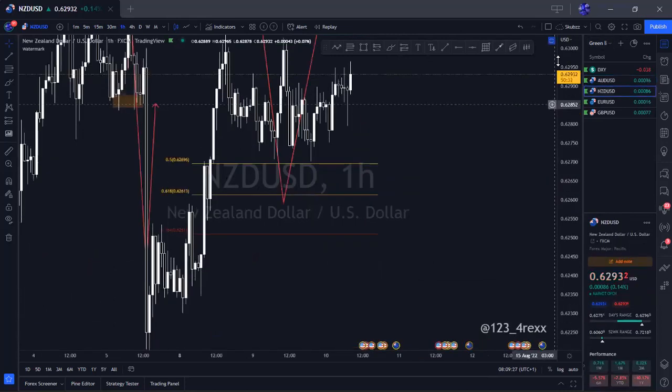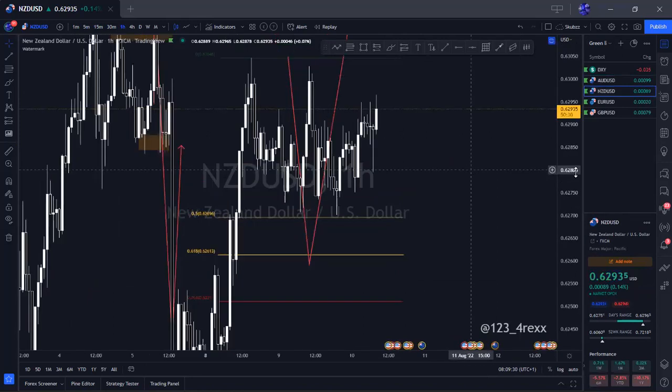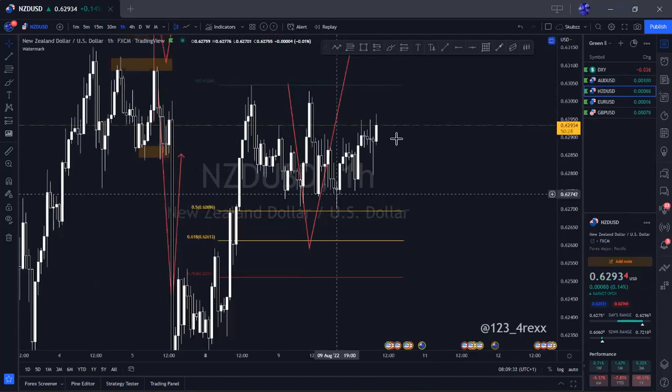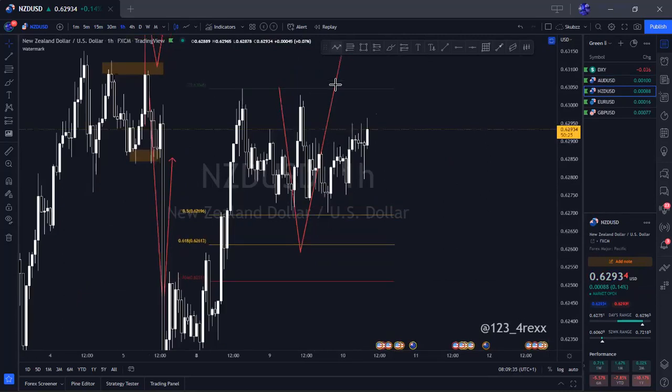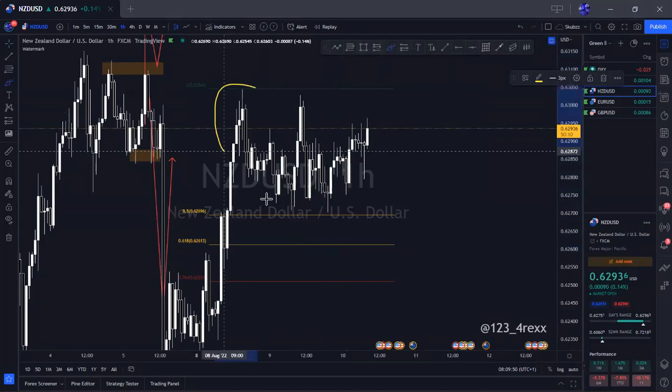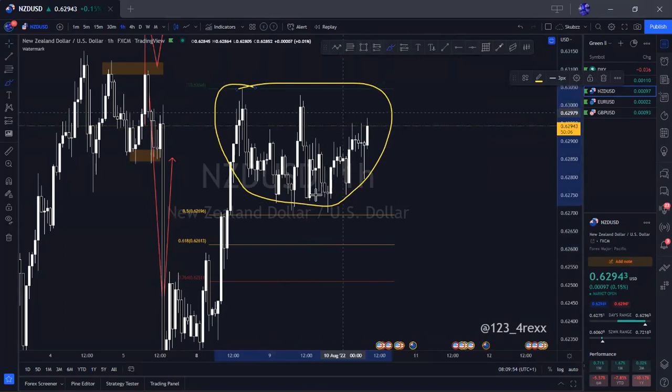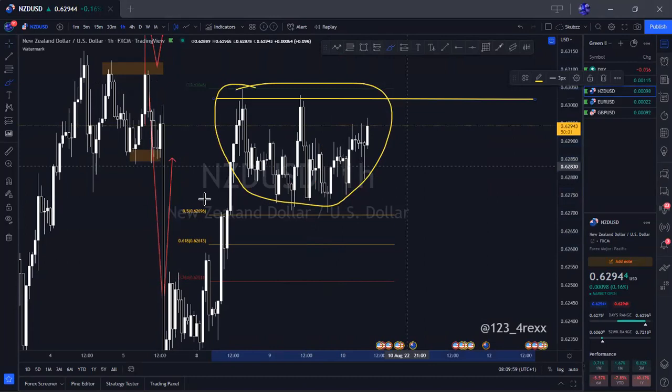Then NZD has been tricky. I was expecting that whole deep pullback yesterday, but I haven't had it up to now. And price has just been inside this whole bubble. I don't even want to call it a range because it doesn't look like one. It's like a range, but not a range. So I'm going to wait to see price get out of this, either to the upside or the downside, first before I say anything about NZD USD.